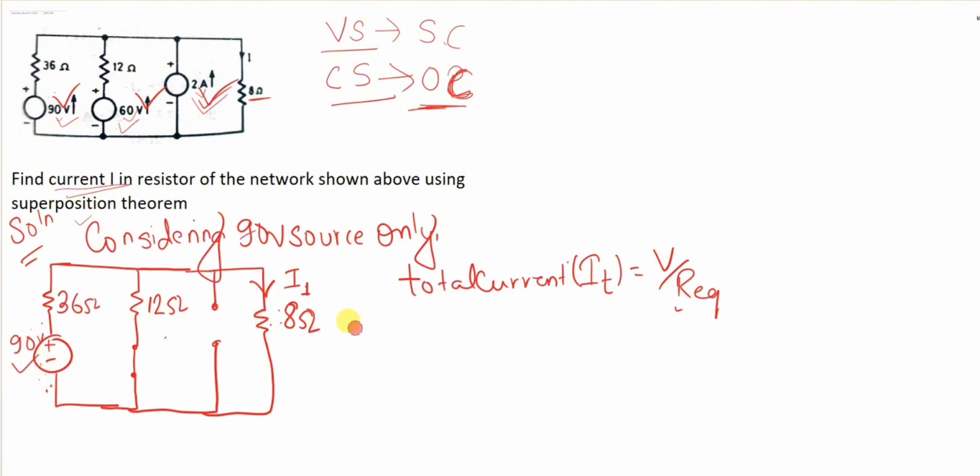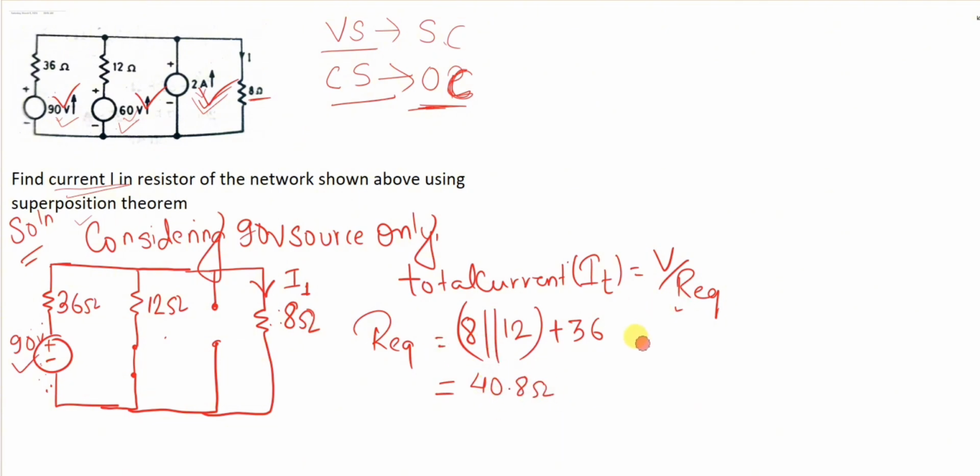The 8 ohm and 12 ohm are in parallel. Once we obtain that, it will be in series with 36. Okay, so this will be our R equivalent. You can use a calculator. I hope you know the resultant resistance, which will be R equivalent, is 40.8 ohm. Okay, R equivalent is 40.8 ohm.